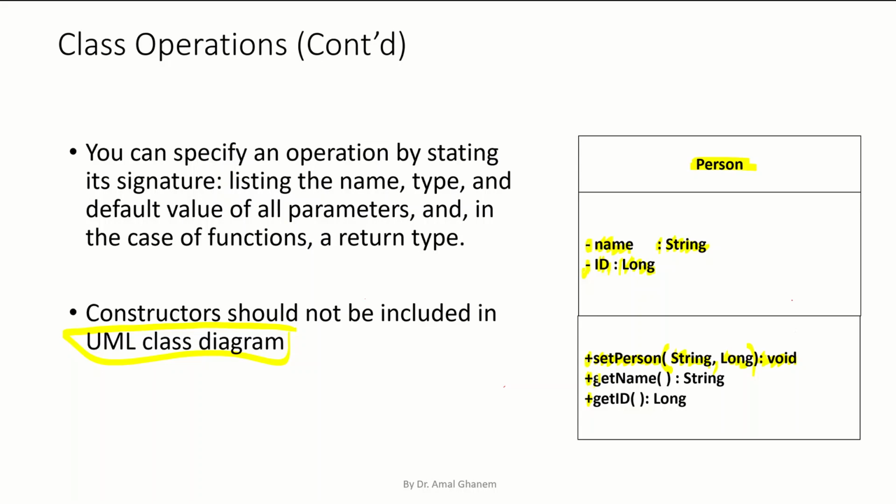For example, for get name, the name is get name. Open a bracket, close a bracket, and we have nothing in between because this is an empty parameter list. Colon string means we are expecting to return a string. And similarly with any other method. Also, remember, do not include constructors in your UML class diagram. We need to specify all the methods that we need, like printing, set, get, calculate, find, search, but the constructor should not be there.